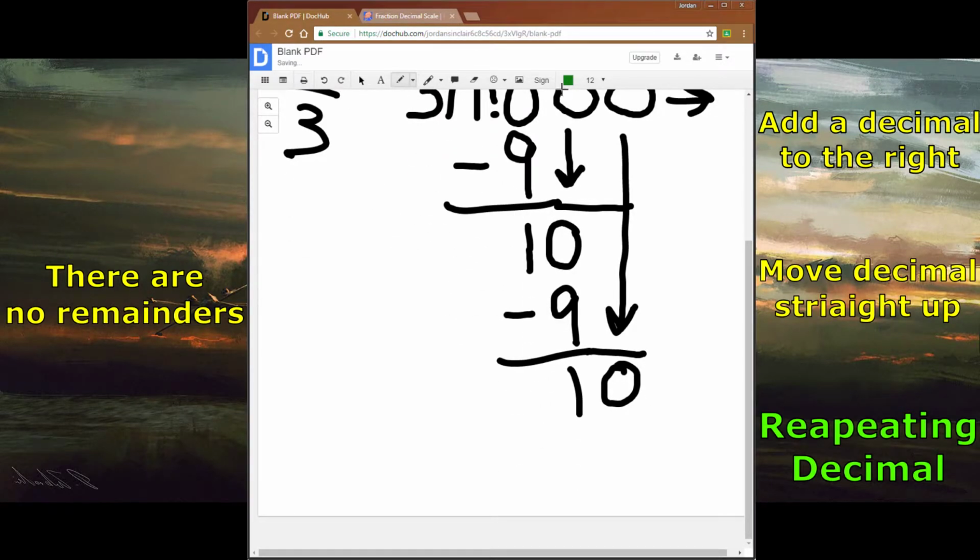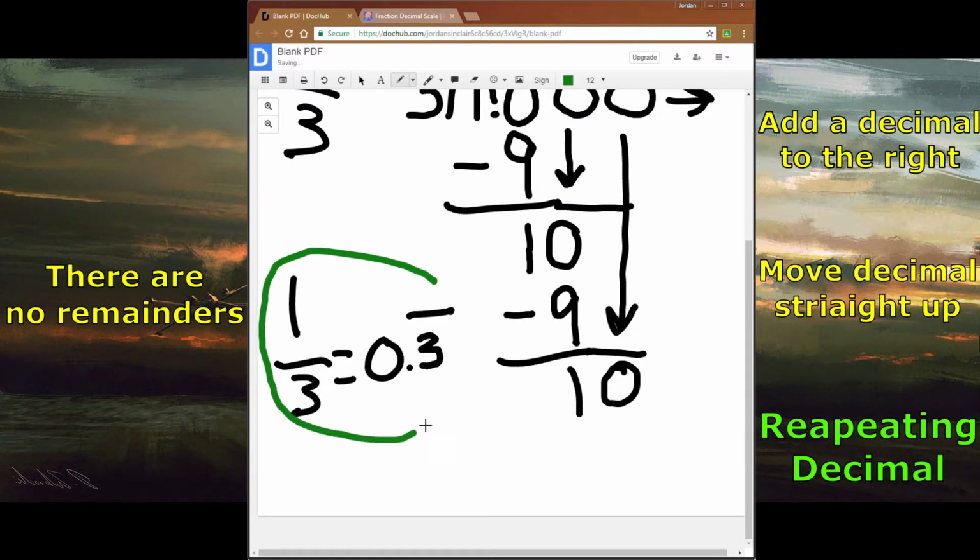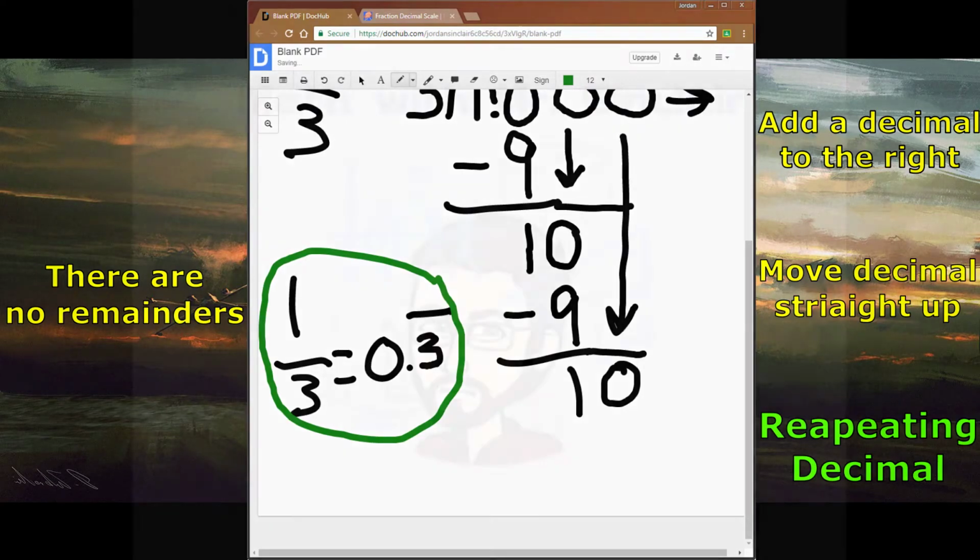So to recap, 1/3 is equal to 0.3 repeating. There is your answer.